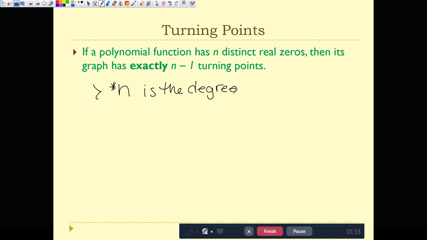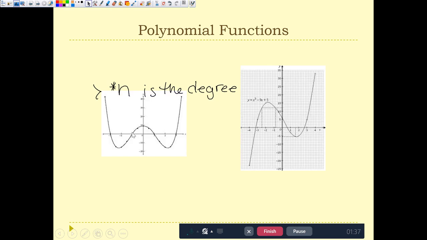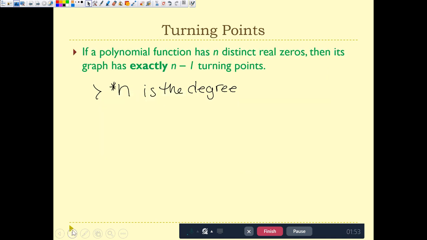Okay? So for example, on that previous slide, this has 3 turning points, so my degree would have to be 4. That has 2 turning points, so my degree would have to be 3. The number of turning points is always 1 less than the degree. That's what this stands for, exactly the degree minus 1 turning points.